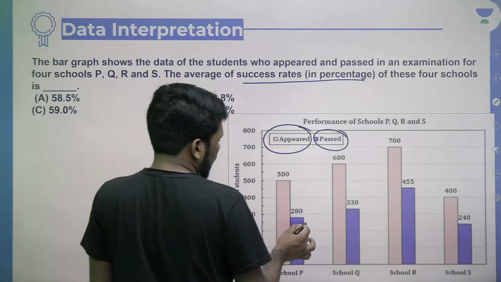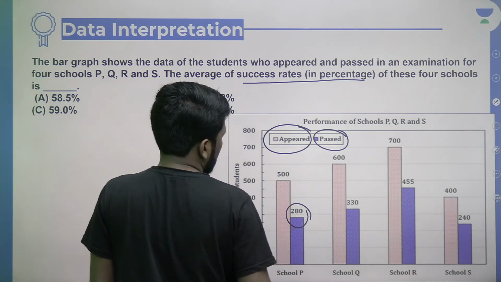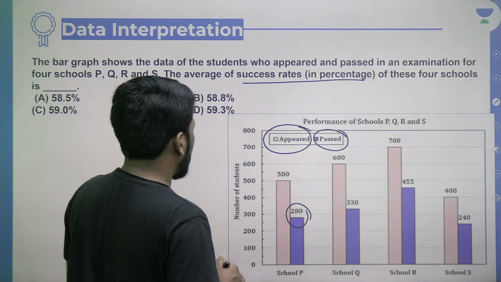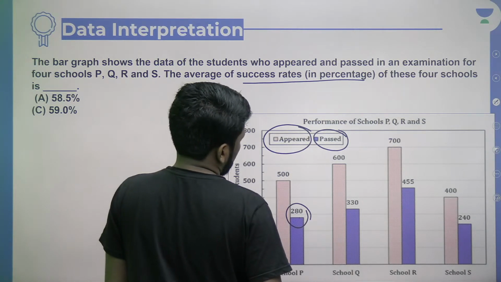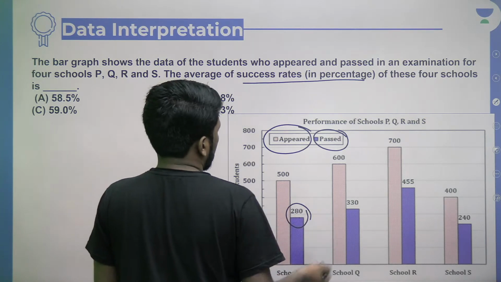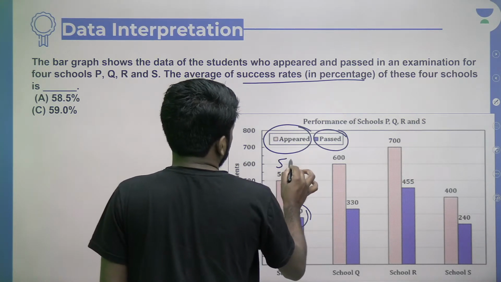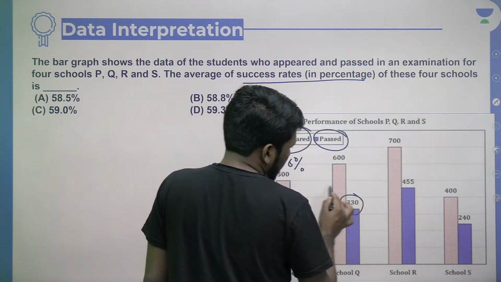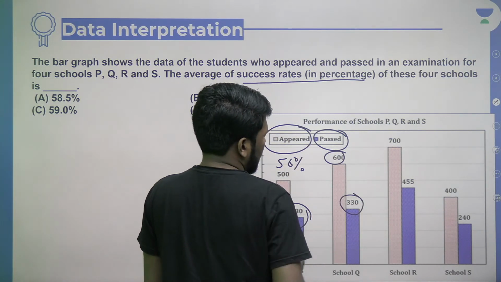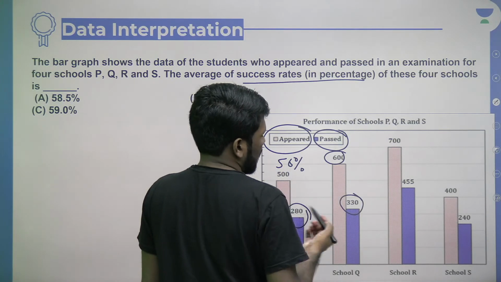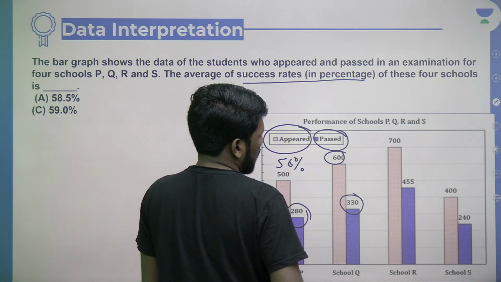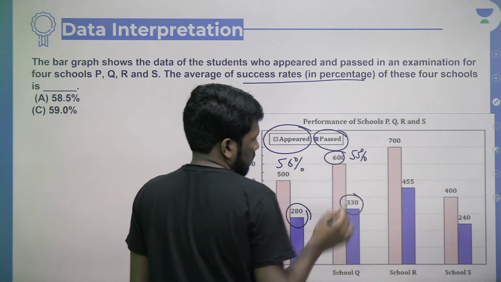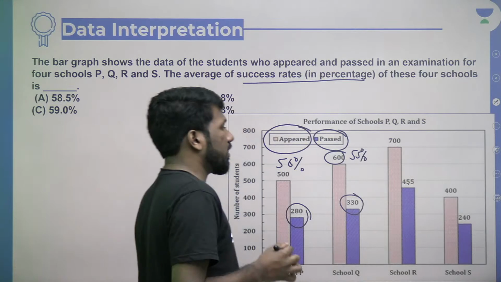So school P's success rate will be 280 by 500 into 100. Did you all understand 280 by 500 into 100? That is 28 by 50, that is 56 by 100. It will be 56%. You can calculate it. School Q has 330 passed students out of 600, that is 33 by 60, which becomes 55%. And this is 455 by 700.